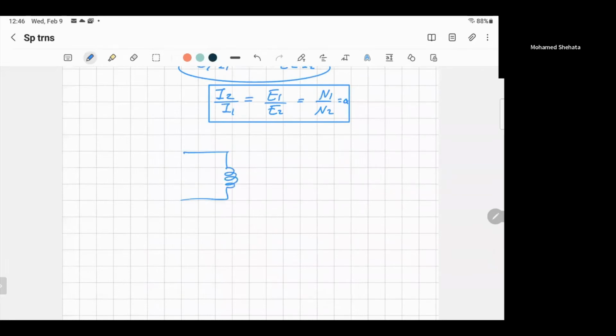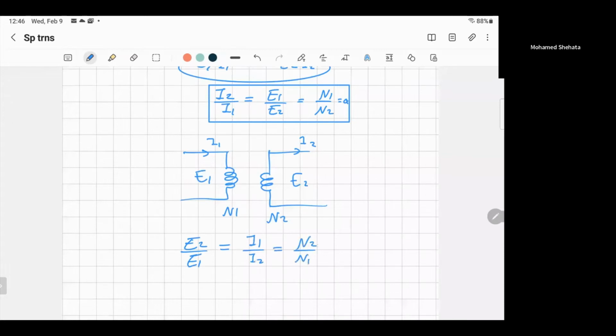That's the coil N1, and that's N2, and that's E1, and that's E2, and that's I1, and that's I2. Let's talk about step up transformer as one case. What do you mean step up? E2 will be greater than E1, right? So let's write E2 over E1 equal what? I1 over I2 equal N2 over N1.